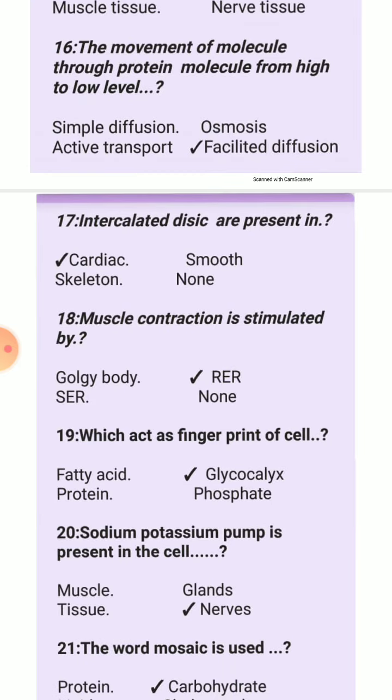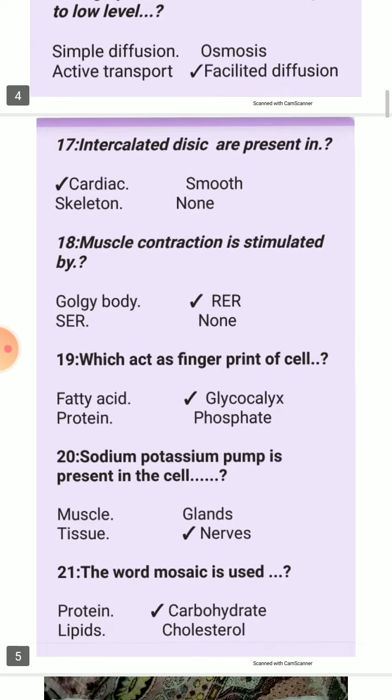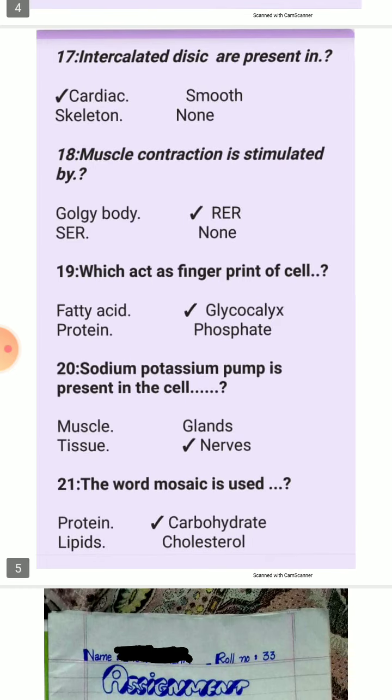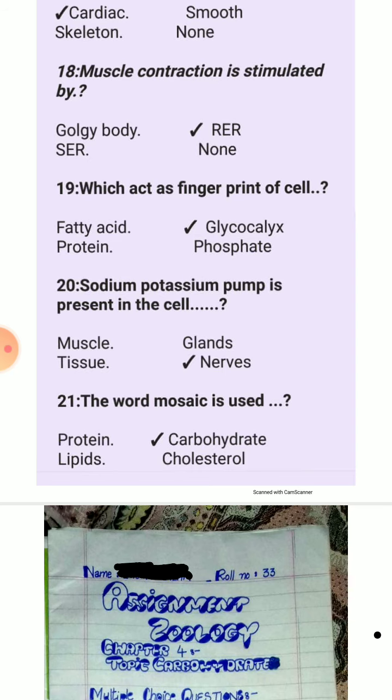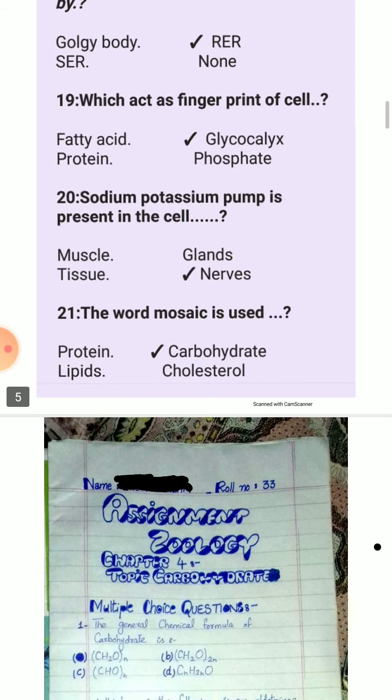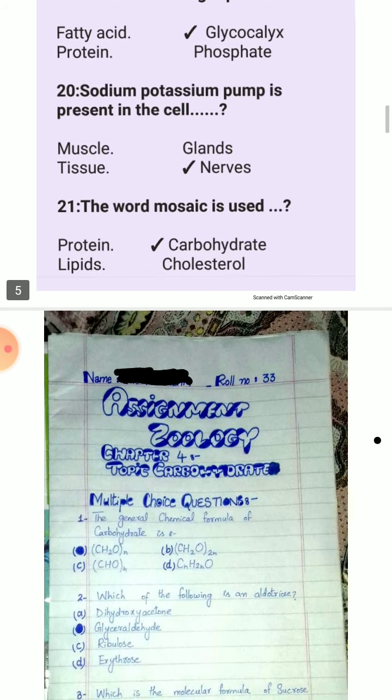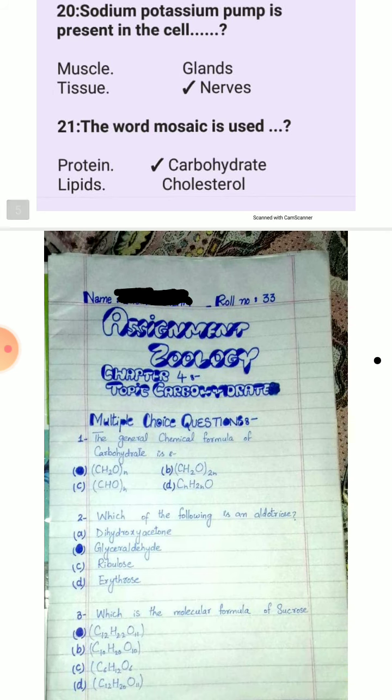The movement of molecules through protein molecules from high to low concentration is facilitated diffusion. Intercalated discs are present in cardiac muscles. Muscle contraction is stimulated by calcium ions, and the fingerprint of the cell is the glycocalyx. The sodium potassium pump is present in the nerves. The word sugar is used for carbohydrates.